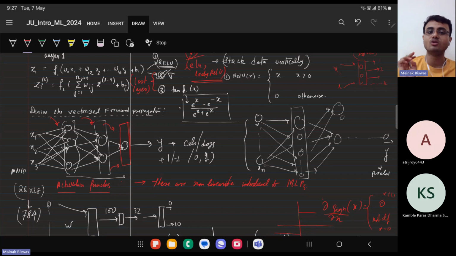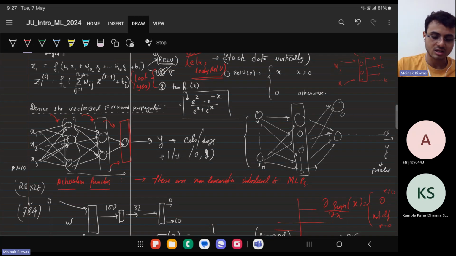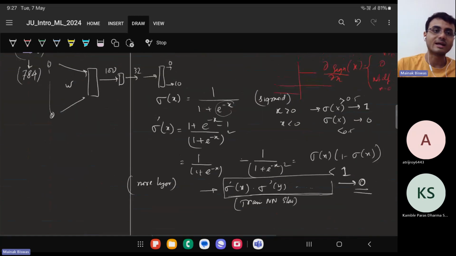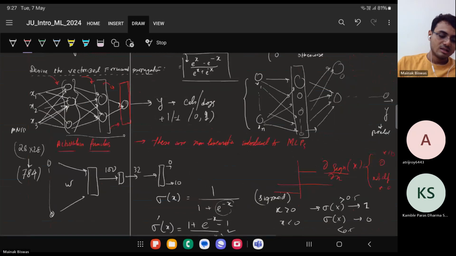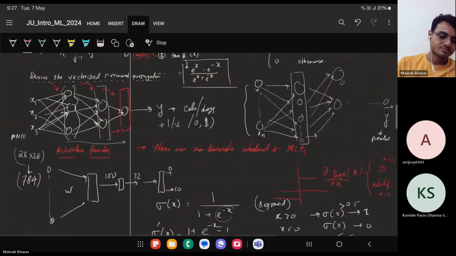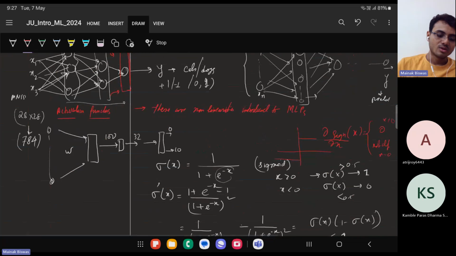The last layer, I'm telling you, can be thought of as a linear regression or a logistic regression or a softmax regression. If you are following the classes, then I think it is clear now. Otherwise, you have to go back and see once. Okay, maybe I'll explain at the end after I explain this activation function.